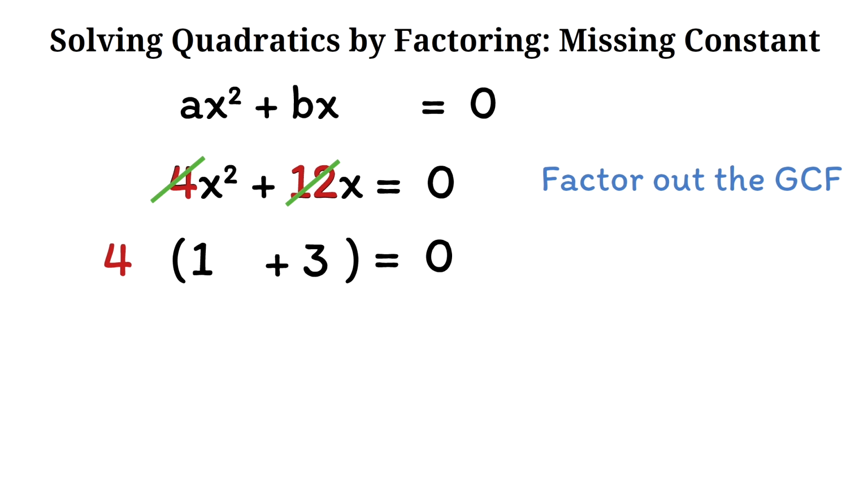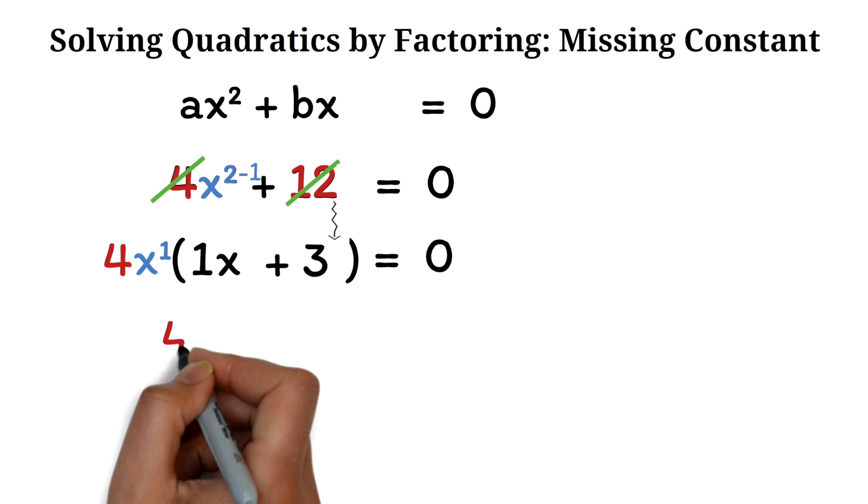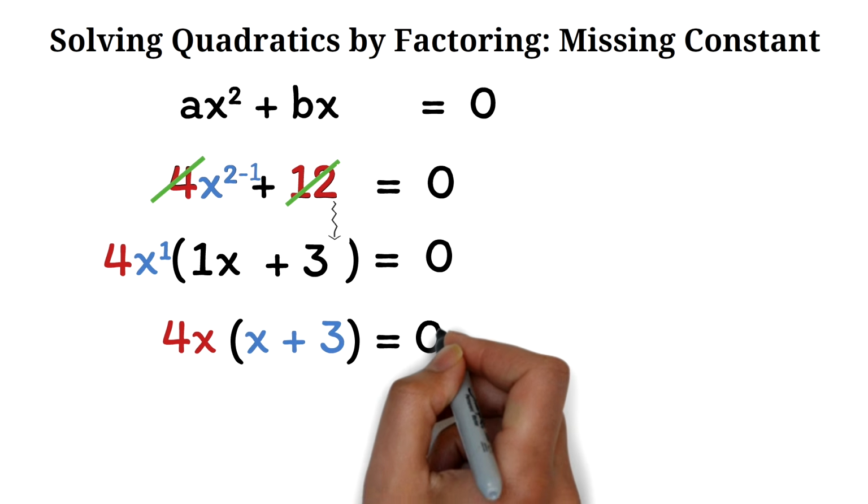Next, we work on the x. For letters, the GCF is the letter with the smallest exponent. Here, we have x exponent 2 and x. We know that x is the same as x exponent 1. Since x exponent 1 is the smallest, we will factor it out. Once we factor it out, we can remove it from here. So this will have no x term. We then subtract the exponent 1 from this. X exponent 2 minus 1 is x exponent 1, which is simply x. So the expression becomes 4x times x plus 3 equals 0.